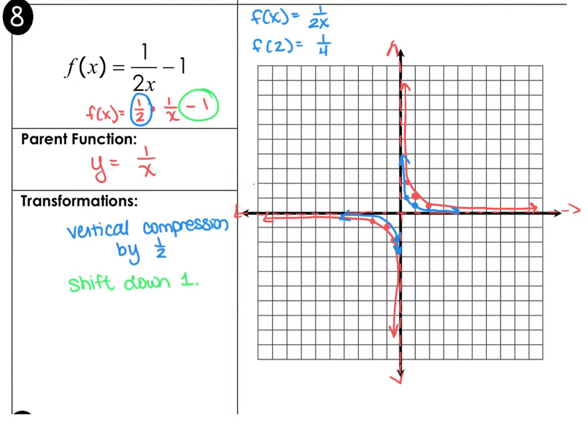The last thing we're going to do is this -1 on the end, which means we're going to shift everything down 1. Now what's kind of nice is not only does it shift the graph, but it also shifts the asymptotes. So it's going to make everything a little bit easier to see. So what I'm actually going to do is go ahead and draw that new asymptote in that's been shifted down 1. So now I can move each point down 1, a little hard to see.